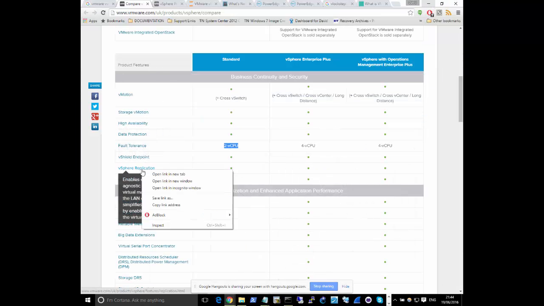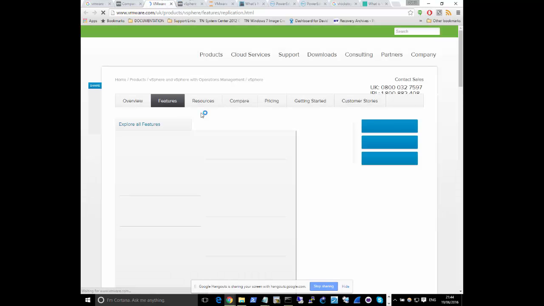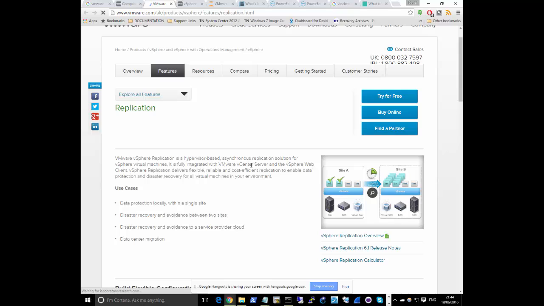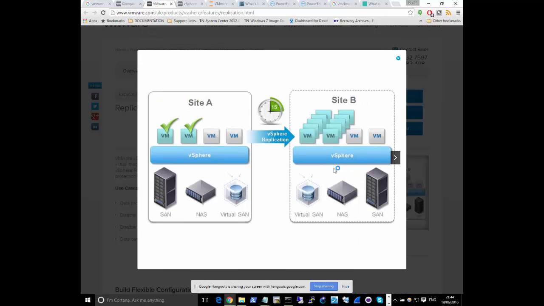Okay, now replication. I think we may need to open this one to read it. VMware replication is a hypervisor-based asynchronous replication solution for vSphere virtual machines. So I'm thinking this is basically something called DSRM. No, is it DSRM? Distributed Services Resource Manager. No, not that one. VMware Site Recovery Manager. In other words, you can replicate your whole vSphere infrastructure, your whole vCenter infrastructure, over to a different site.